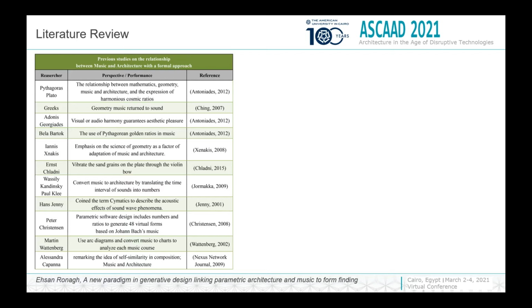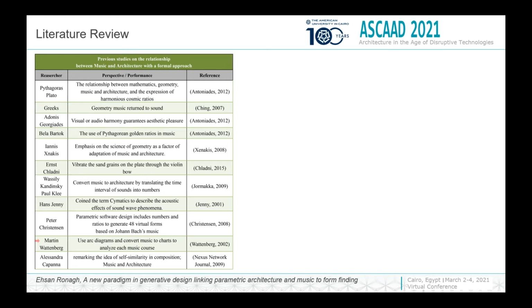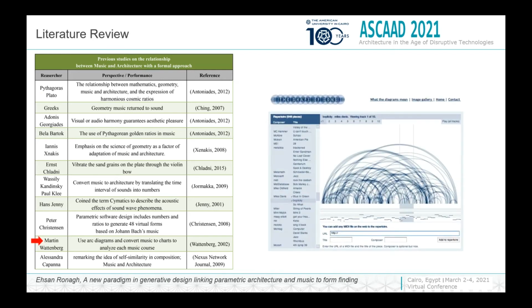As you can see, the study of the mathematical relationship between architecture and music has existed since the time of Greece and Plato up to now. For instance, you can see a project made by Zaha Hadid Architects that reinterprets sound waves, or Martin Wattenberg made custom software that draws musical patterns in the form of translucent arcs.